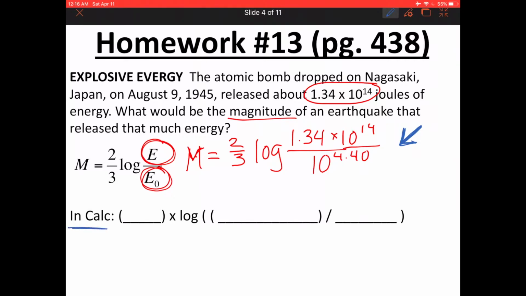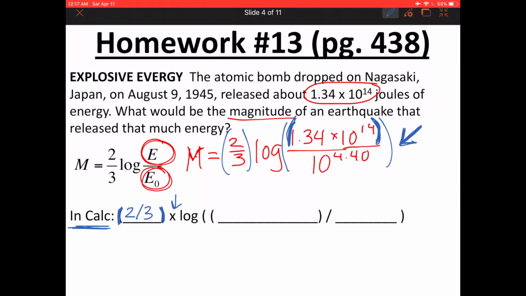So there's my equation set up, but now please be careful of how we write this in the calculator, and that's why down here I have our calculator set up. All of our fractions need to go in parentheses. So the 2/3 has to go in parentheses, and then what I am taking the log of also has to go in parentheses. Now my numerator needs an additional set of parentheses around it to make sure our order of operations is correct. So in my calculator, I'm going to put 2 divided by 3. Again, notice we have that in parentheses.